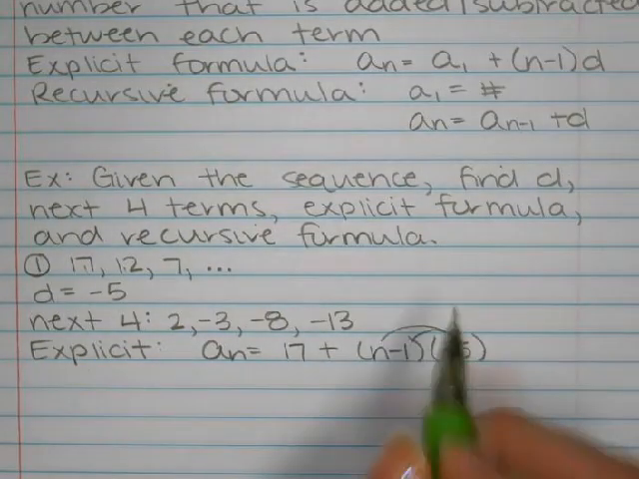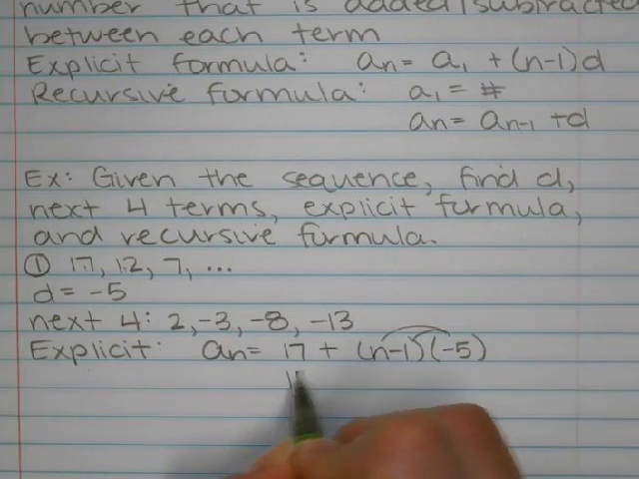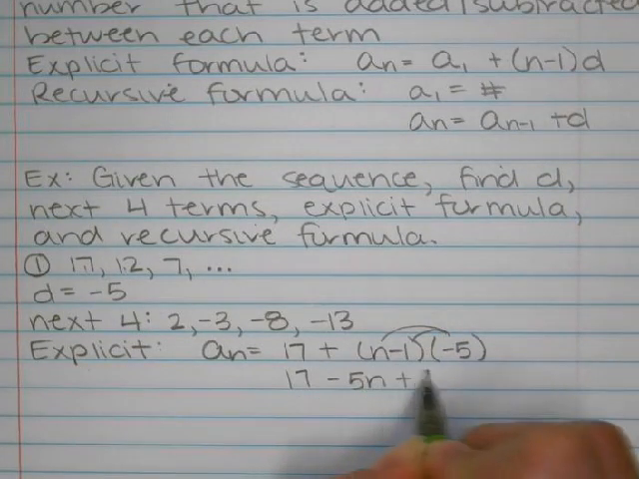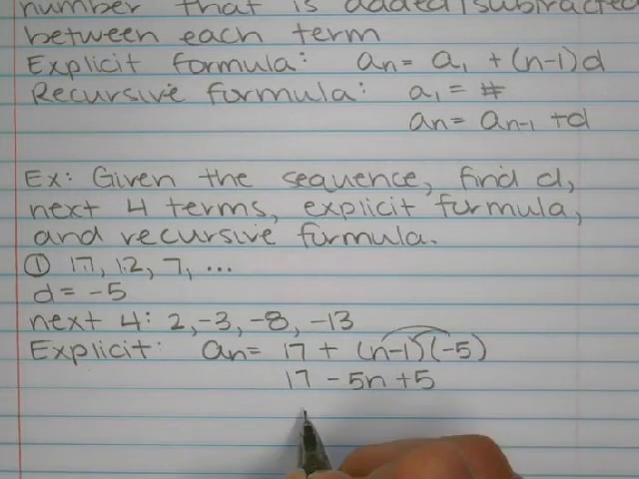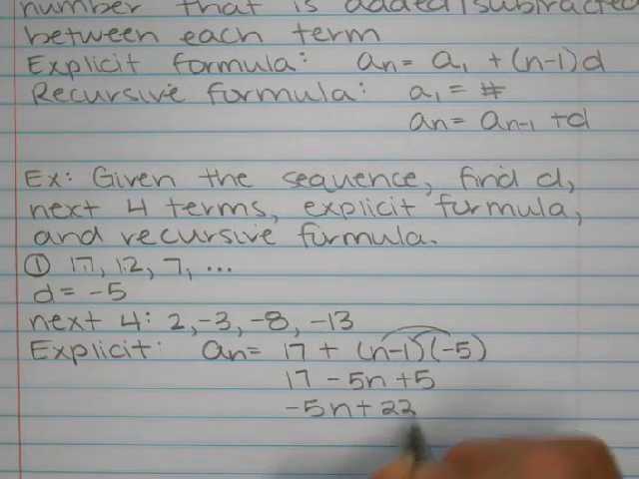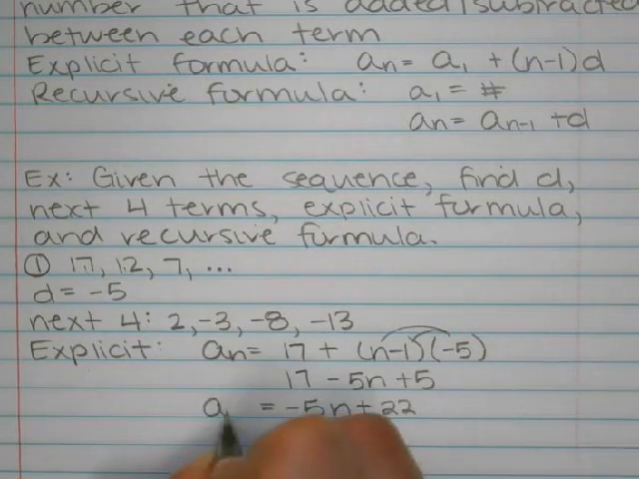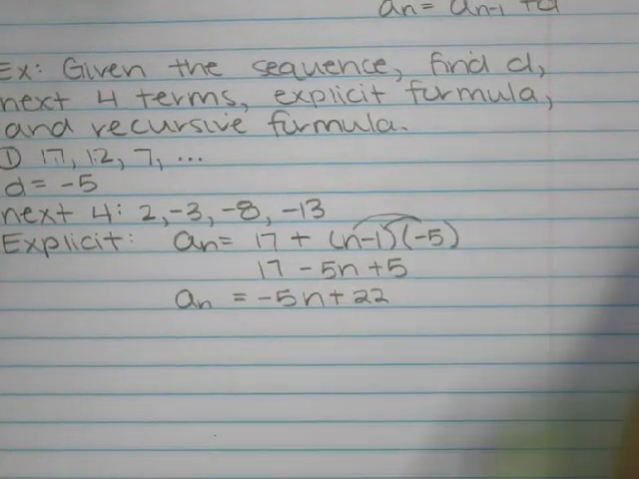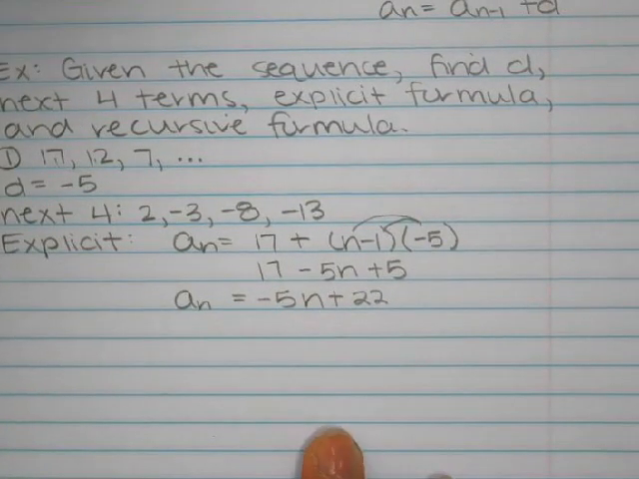So if you wanted to get rid of those parentheses, you would have 17 minus 5n plus 5. And then you could say this was negative 5n plus 17 plus 5 gives you 22. So these are two perfectly acceptable ways to write that formula if they were giving you a multiple choice. My guess is they would probably have simplified it and written it like that, but you don't have to.